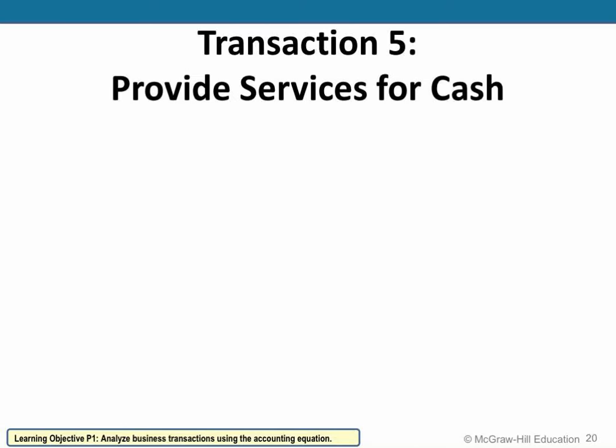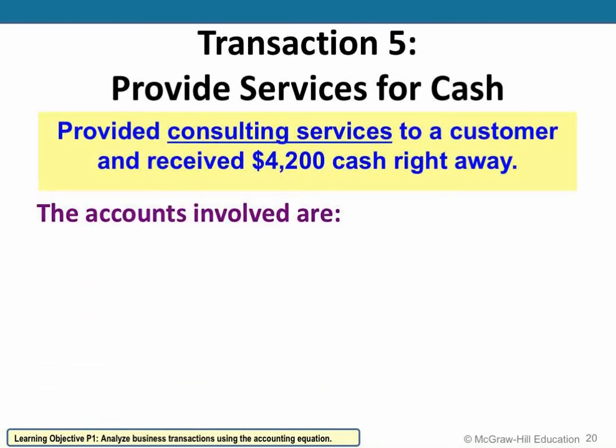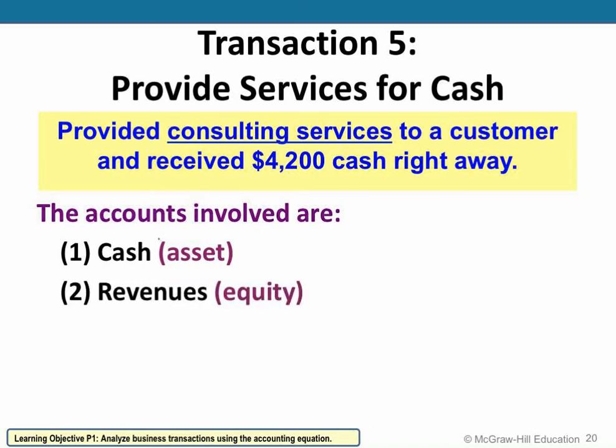So our fifth transaction is going to be providing a service for cash. And here the example is going to be a consulting service. So we're going to have an increase in cash as an asset. And we're also going to book revenues, which is going to ultimately increase equity.